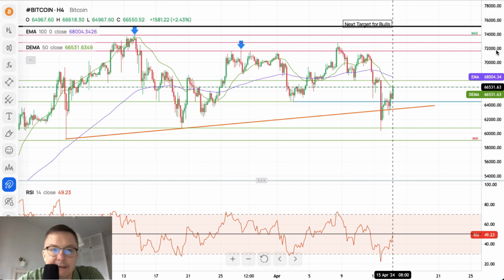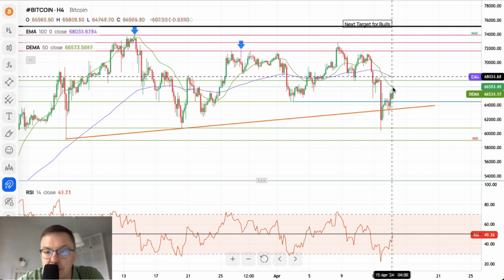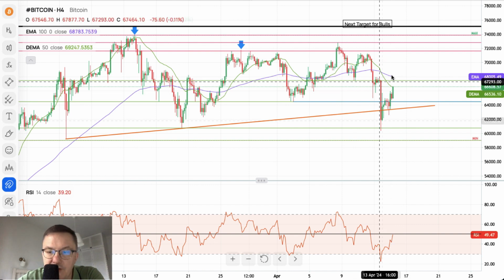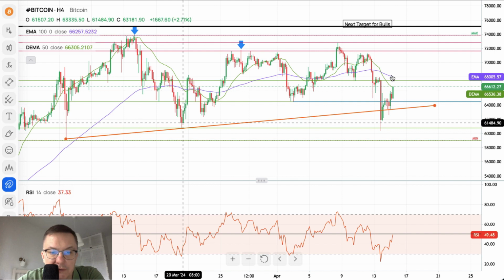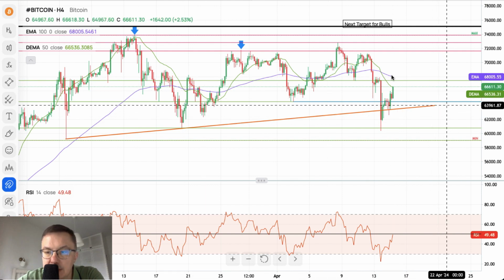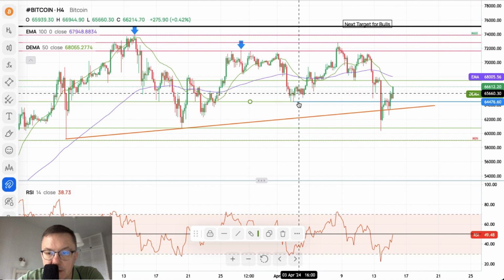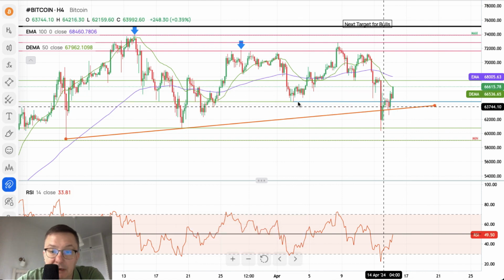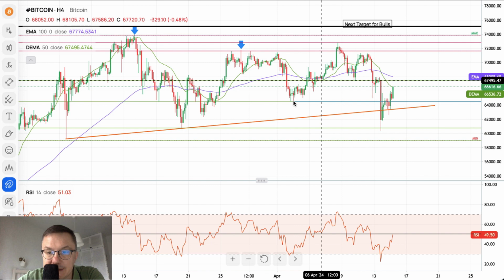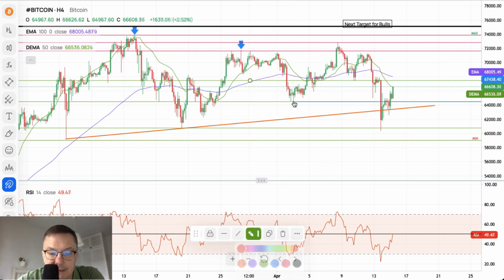Look at this. We are now testing the 50 periods moving average on the 4-hour chart. We are about to hit the 100 periods moving average. 68,000 is the 100 periods moving average. Very nice rebound back above this local trend line. What is this line? Let me take a look. I think it's my older one. Okay, doesn't matter. Anyway, the level is good. It will now act as technical support.